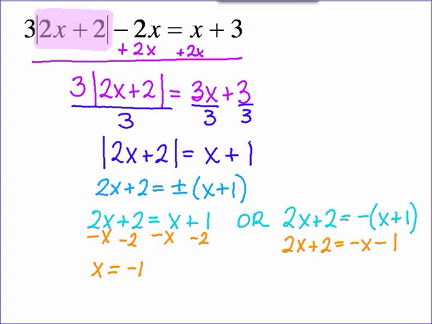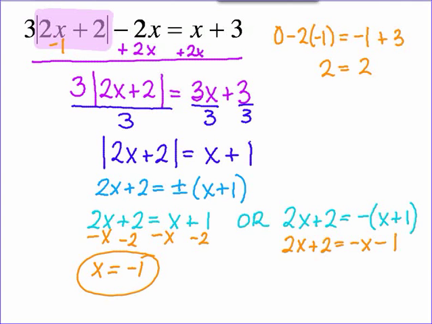If I plug negative 1 in for x right here, what do I get? Negative 2 plus 2 is 0. So basically I end up getting 0 minus 2 times negative 1. Let's see if that equals negative 1 plus 3. What is negative 2 times negative 1? 2. What is negative 1 plus 3? 2. So that one checks.